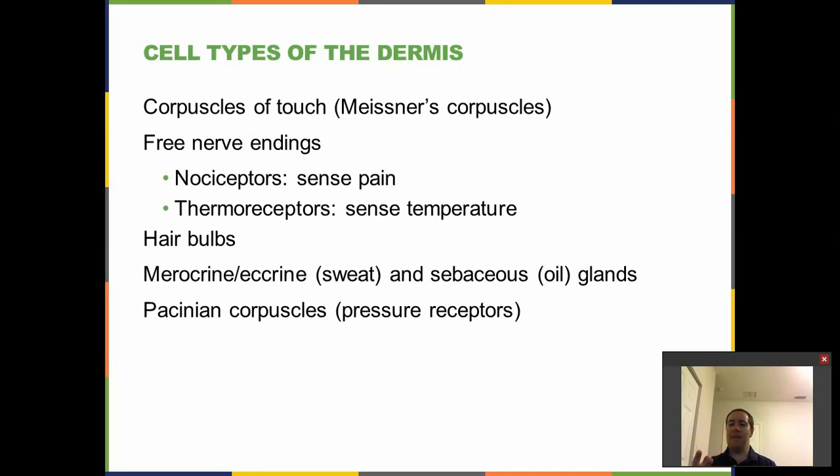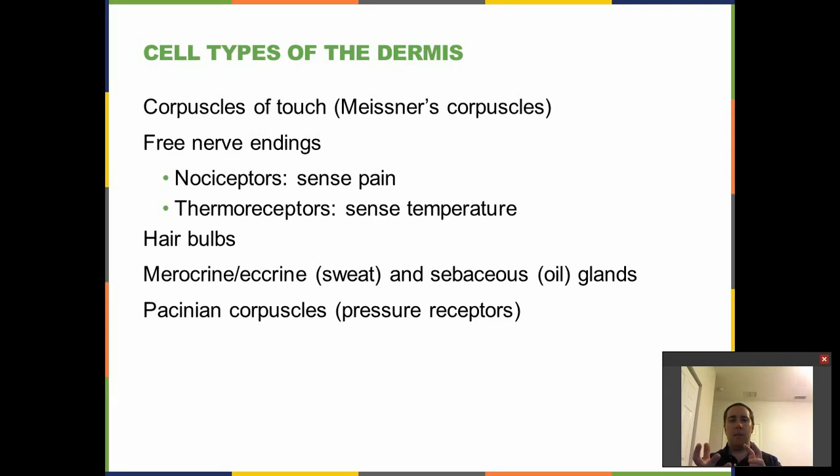Think of this as a sensor that will tell you, are you touching something or are you not touching it? If I take my hand and just touch the desk, I can tell I'm touching it. I don't have to push very hard. I just know I'm touching it. But if I push harder, the Meissner's corpuscles don't change the signal that they're sending. They're an on or off switch. They tell you you're touching something or you're not touching something.